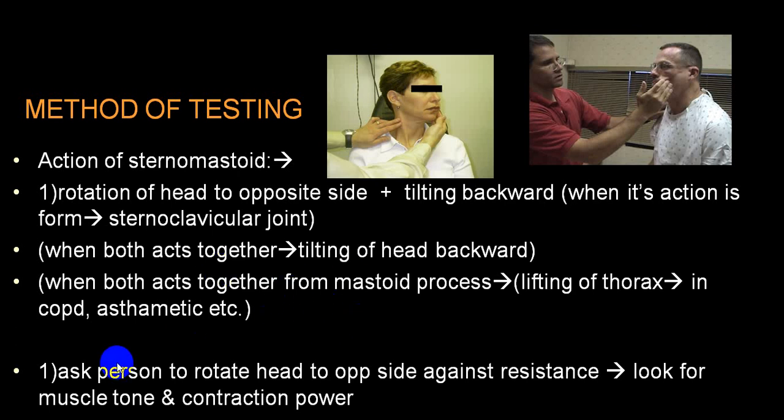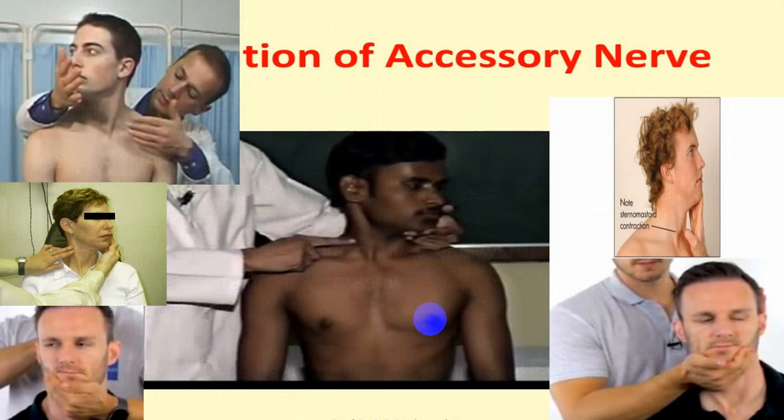Now, while doing this particular test, you can look for the prominence of the muscle, look at the tone during action of the muscle against resistance. So this will be testing for sternocleidomastoid. You can see here, this sternocleidomastoid is becoming prominent. Now here the person is rotating the head to the right side. So the left sternocleidomastoid will be becoming prominent.